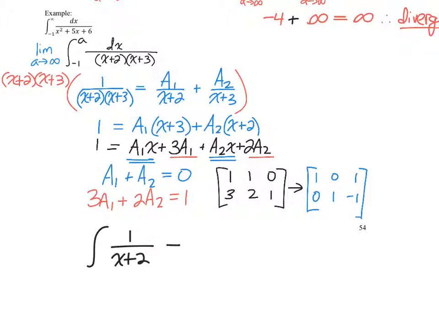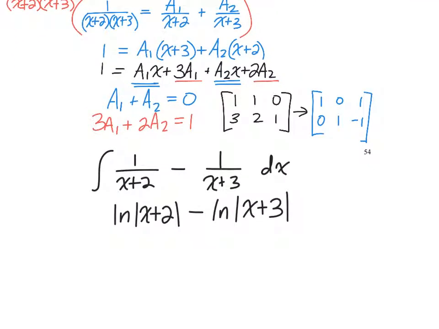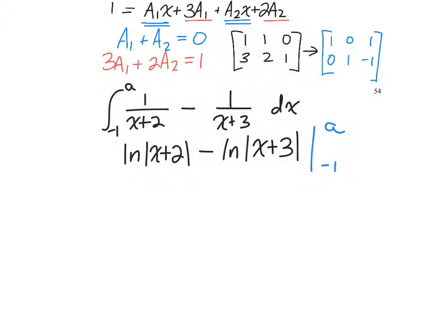I'll write it as minus 1 over x plus 3 dx. No coefficients, no numerators, so we're looking at natural log of x plus 2 minus natural log of x plus 3. And that's happening, I lost track of it already, from negative 1 to a. Could chuck that in there. And then we'll have to apply the limit when push comes to shove, but we also have to plug these values in, so we got a little bit of stuff to do here.